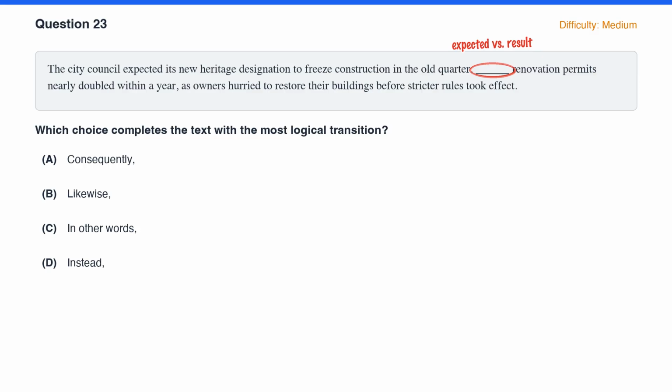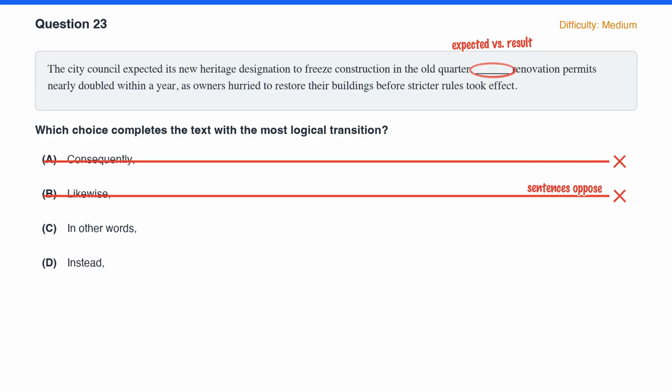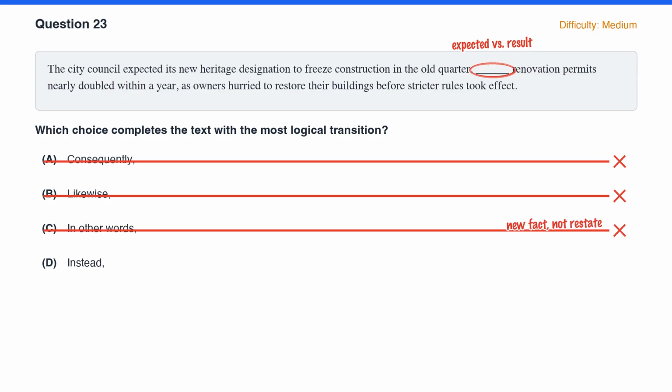Consequently would frame the surge as the natural result of the freeze, but it contradicts that, so cross it off the list. Likewise adds a similar point, yet these sentences oppose each other. Cut it. In other words, just restates an idea, and this is a brand new fact, so that dies too. Instead signals a contrary outcome, exactly what we need.